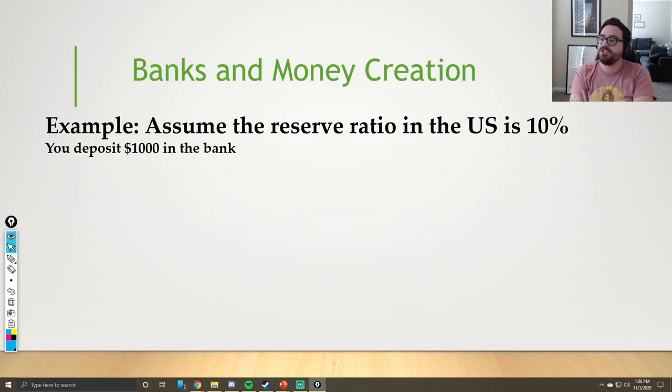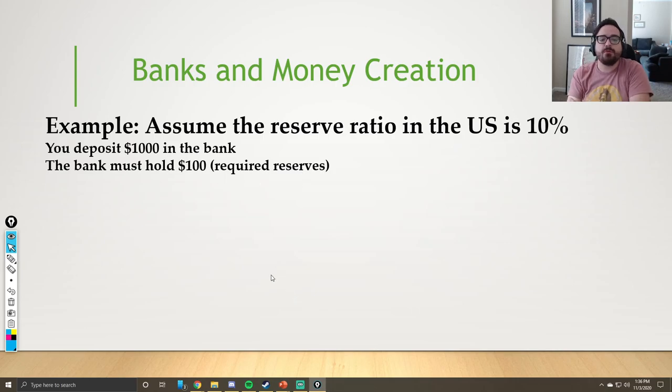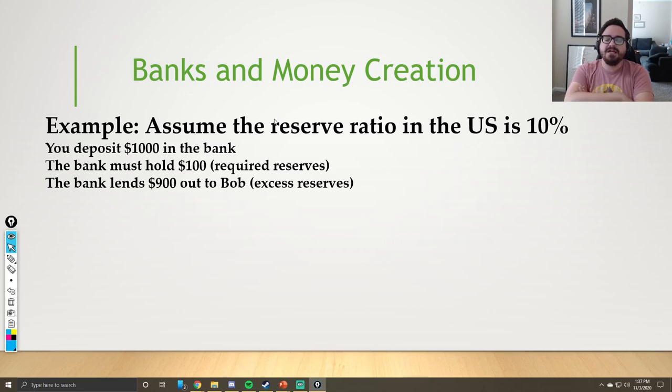So they have to hold on to $100 of it, right? That goes to their required reserves. But the rest of it, $900, is now loanable. Well, let's say Bob conveniently needs a loan for $900. Say he's buying a laptop or something for college. Because banks can loan out the small amount of money. They tend not to, but they can. So they lend $900 out to Bob.